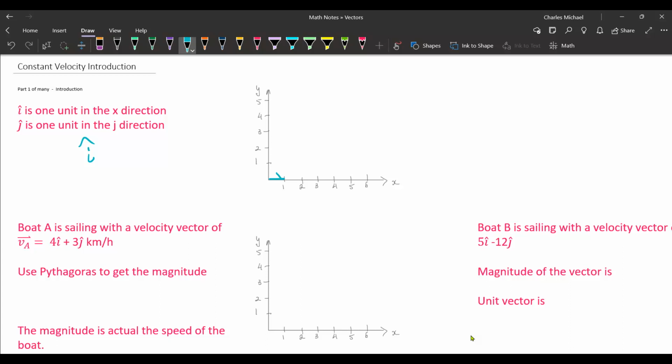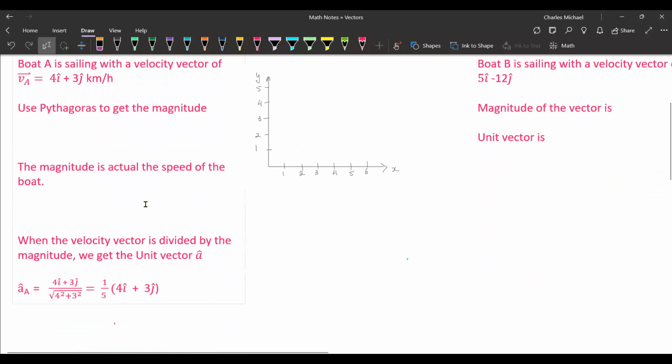If we see an i with a cap, it means 1 unit in the x direction. We call that an i with a cap. The j with a cap is 1 unit in the y direction. If it's 3 units in the y direction, it will be 3j. Similarly, if it goes left, it will be negative i. If it goes down, it will be negative j.